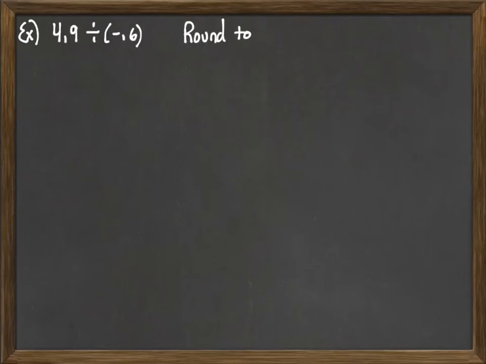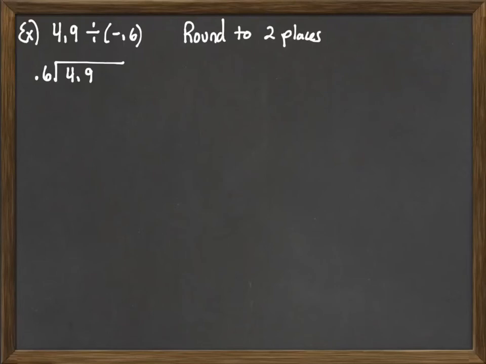Let's consider this division problem here, and this division problem has an additional direction to it. We're going to take 4.9 divided by negative 0.6, but we want to round our answer to 2 places. That means when we do the long division, we're going to need to carry the division out to 3 places so we know the next place so that we can round.